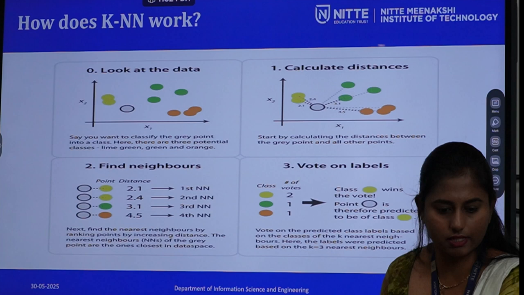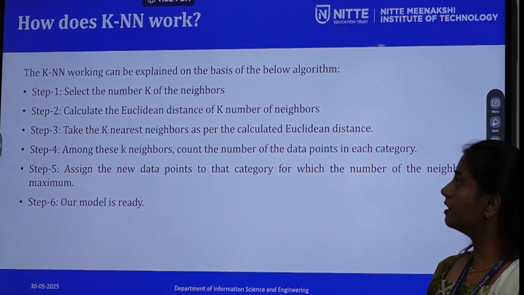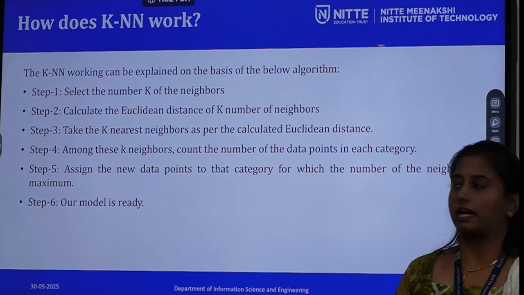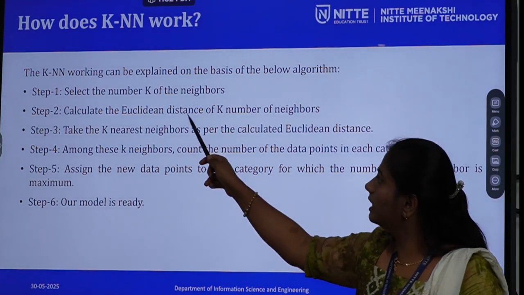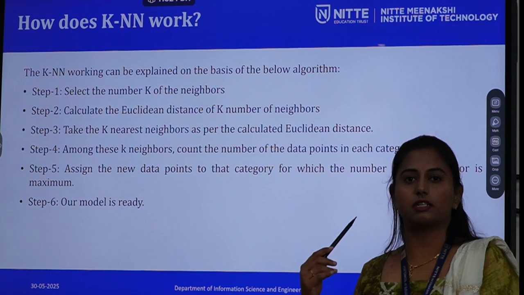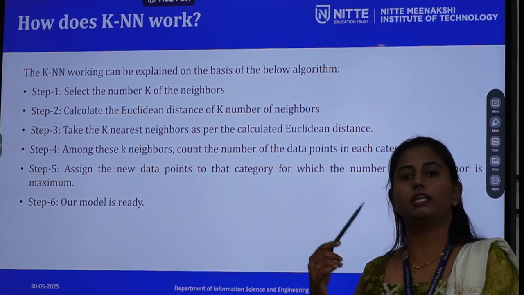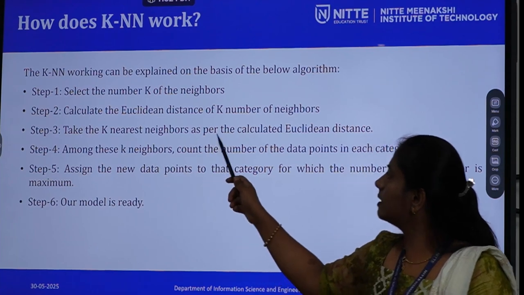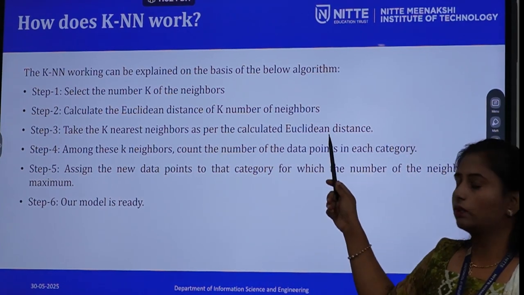So now you see this is how the algorithm works. Step 1: it selects the K number of neighbors when it starts, and then calculates the Euclidean distance of the K neighbors. When a new data point occurs, it calculates the distance between each instance available in the data set, and takes the K nearest neighbors as per the calculated Euclidean distance.